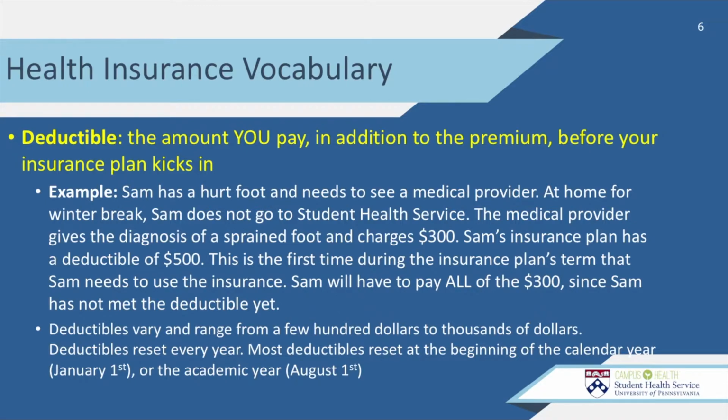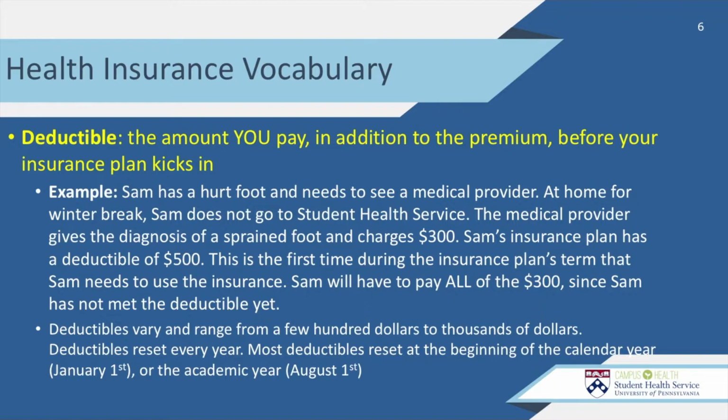A deductible is a specified amount of money that the insured must pay before an insurance company will pay a claim. This number resets every year. You should check with your plan if this number resets on January 1 or August 1, or perhaps a different date. Deductibles vary greatly and can be as low as a few $100s, but as high as thousands of dollars.